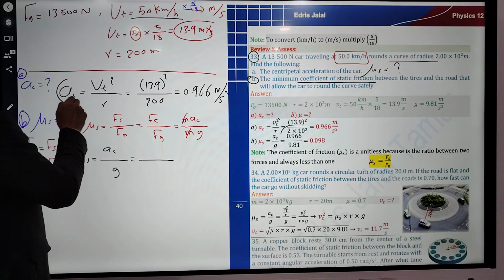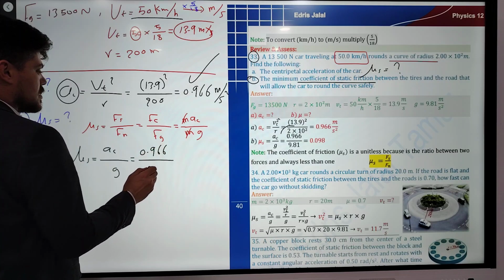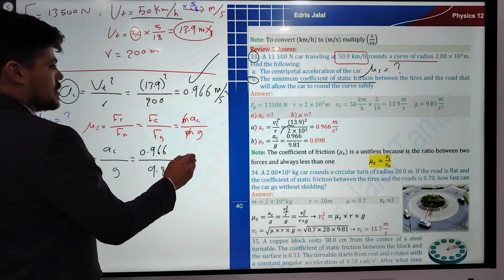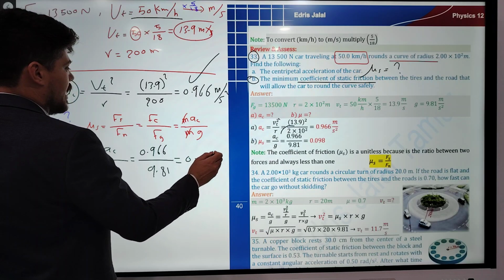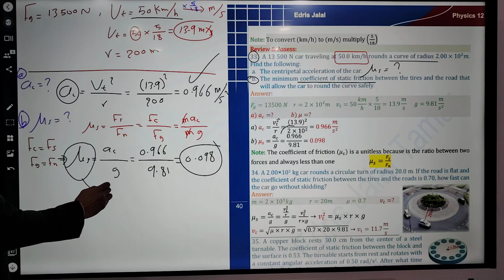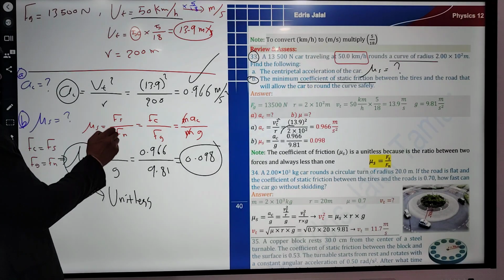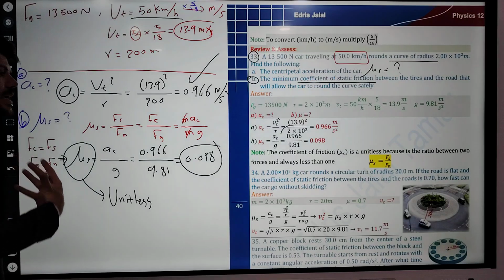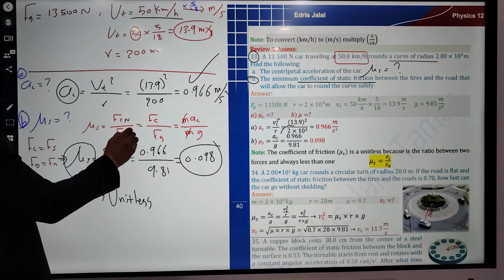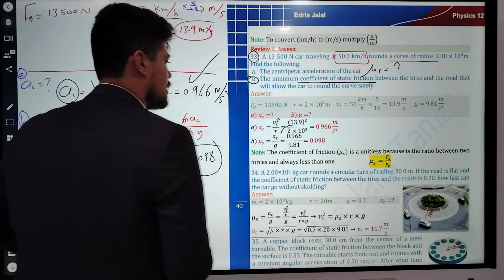Do we have ac? We didn't have it, but we found it. 0.966 divided by 9.81 is equal to 0.098, unitless. What is the unit of the coefficient of static friction? It is unitless. Why? Because it is the ratio between two identical physical quantities, so Newton cancels. Such as the index of refraction that we studied in grade 10, which is equal to the speed of light in vacuum divided by the speed of light in a given medium.